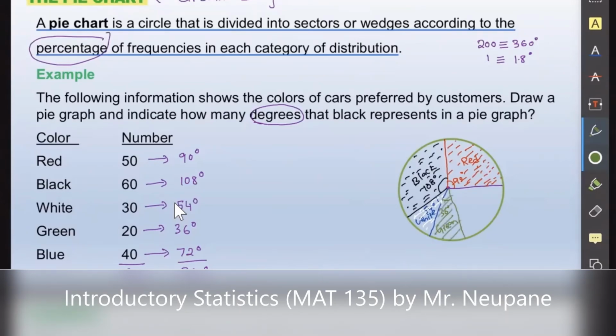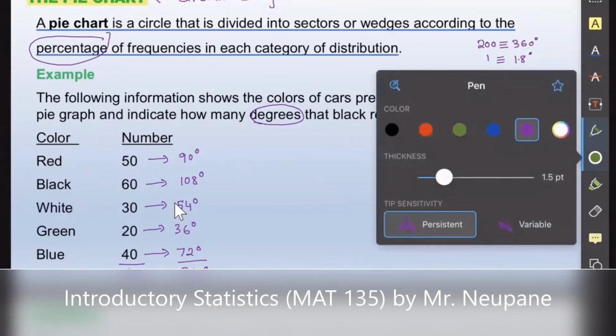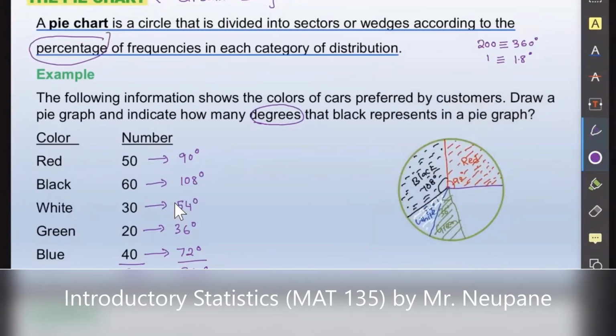There we go. And the remaining, whatever is remaining there, that is blue. Which color is blue? Maybe that's blue. Okay, 54 degrees. This is blue. Okay, that's my blue. So this is the pie diagram. Is it looking beautiful? Look at that. I like it. Okay, great.